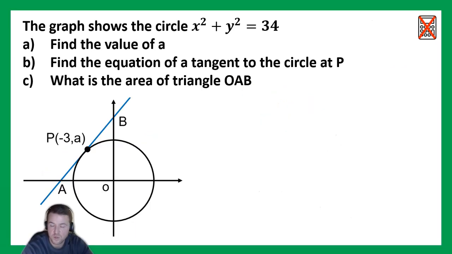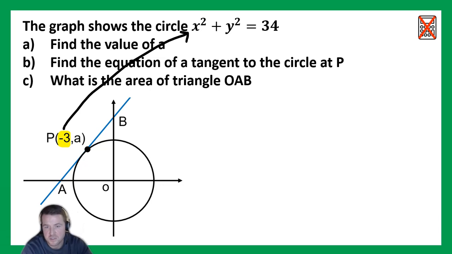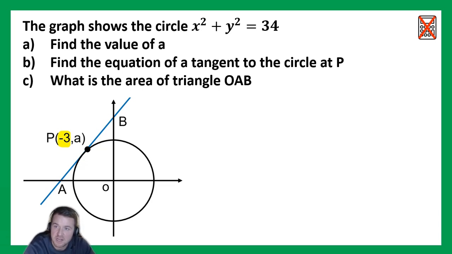On to the advanced question, one of the trickier questions that you're likely to find on this topic. The graph shows the circle of x squared plus y squared equals 34. For part A, we need to find the value of A, and A forms the y part of the coordinate P. I can do this by substituting in the x part of the coordinate into the provided equation of the circle, and this will give me the corresponding value for y.